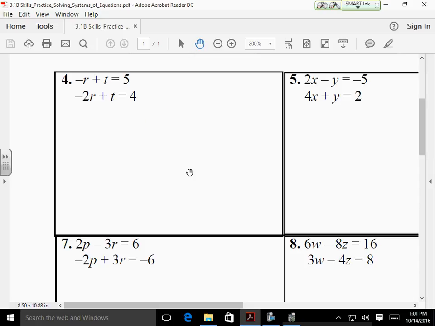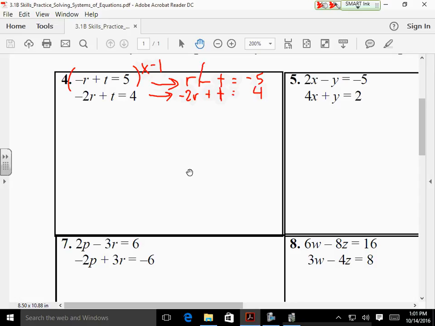Instead, you may have to adjust one of the equations. For example, if I multiply this equation by -1, then I'll end up with positive r minus t equals -5. If I leave this one alone, -2r plus t equals 4.